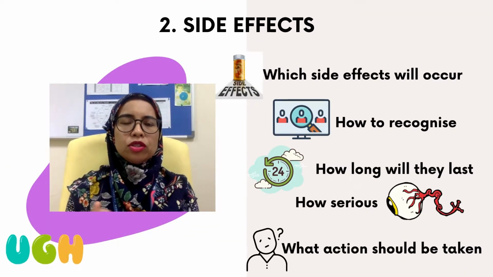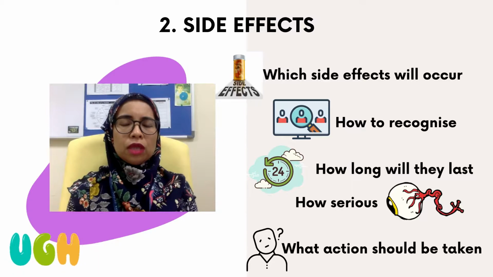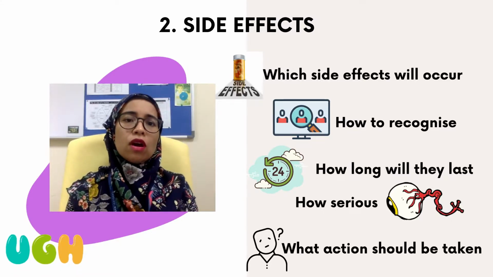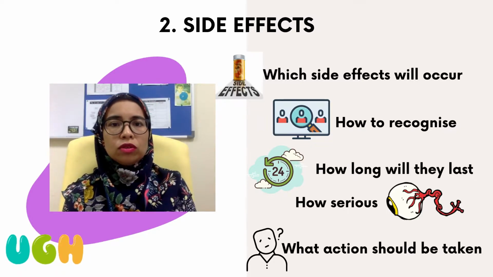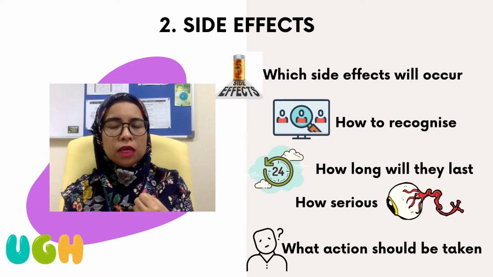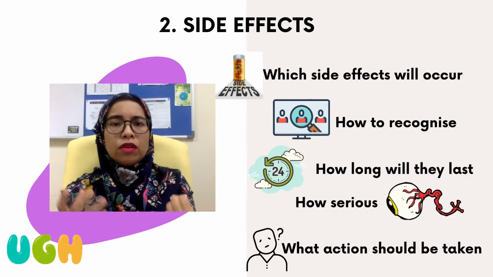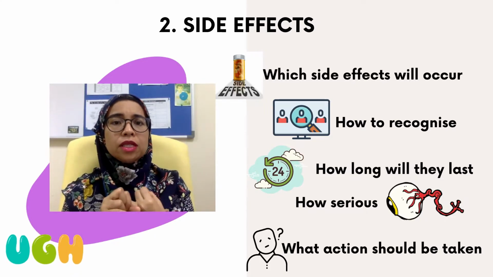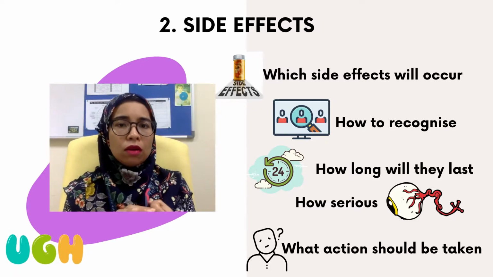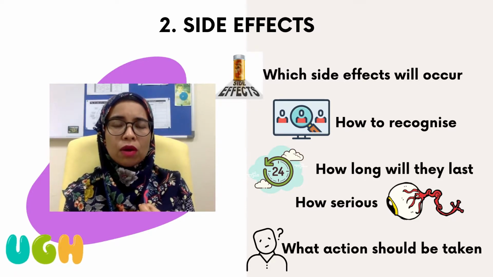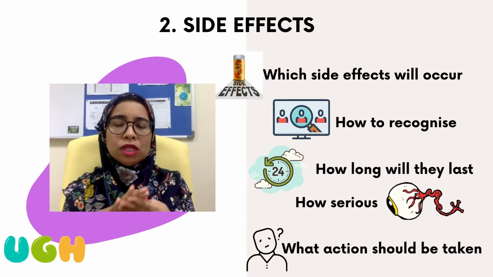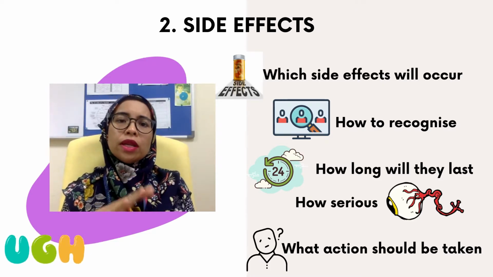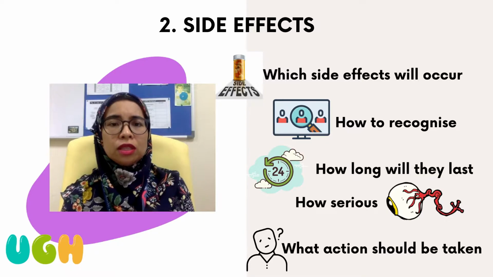Point number 2 is equally important to be told to the patient, which is the side effects of the medication. You want to tell them which side effect may occur. Most likely you're going to talk about the most common side effects. How can the patient recognize them? How long will they last, or how long will they continue? How serious are they, and what action should the patient take?